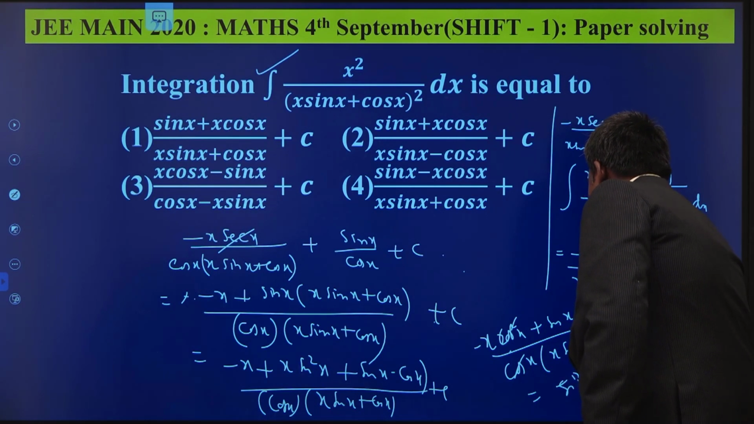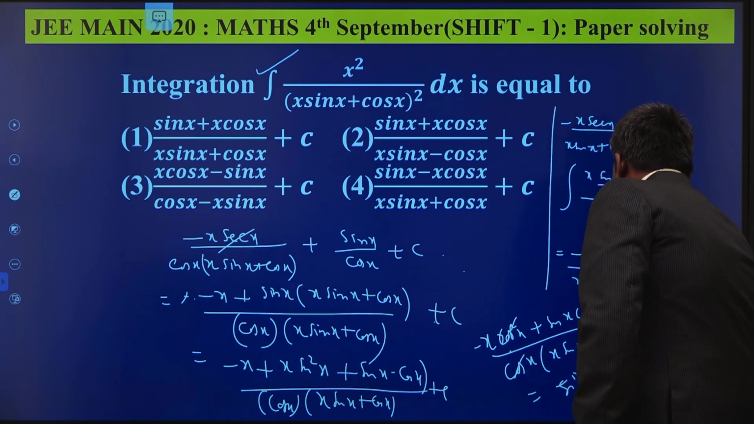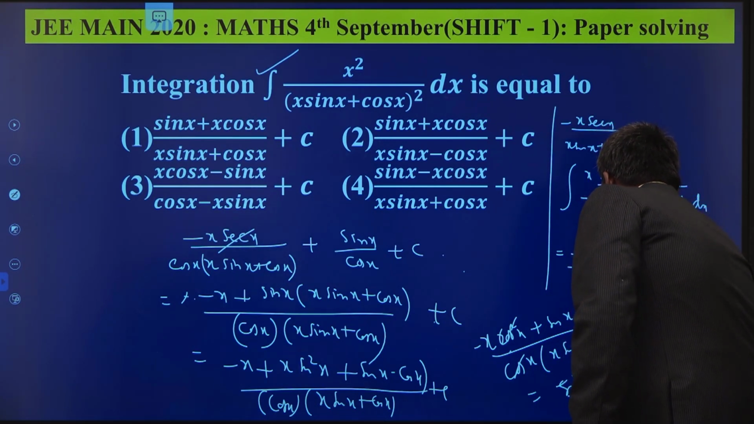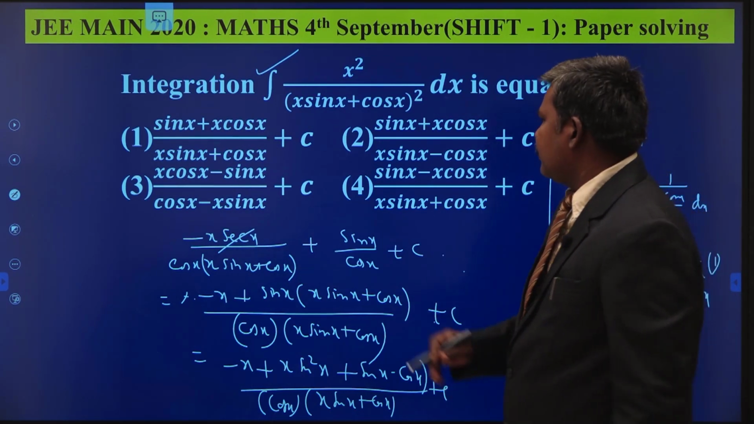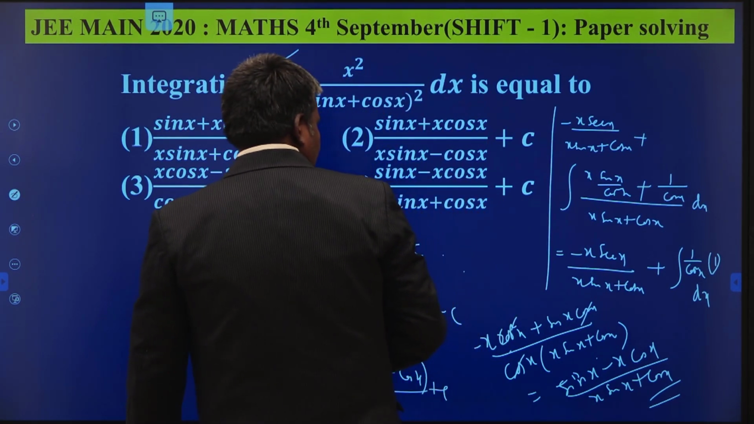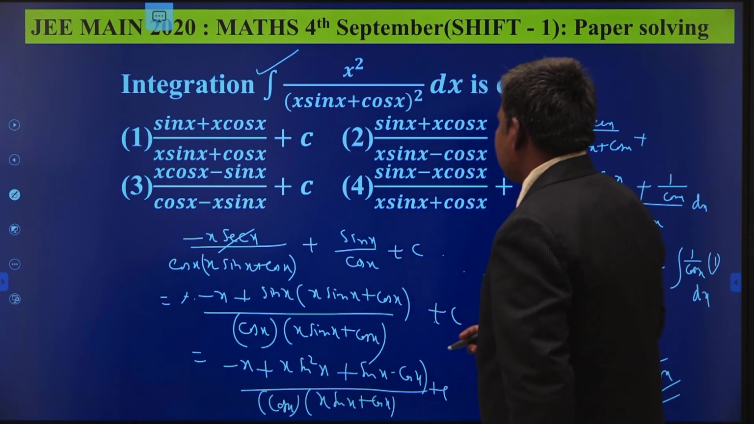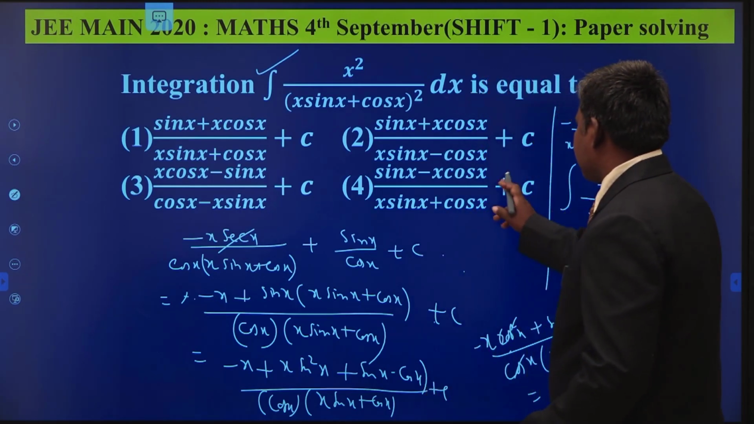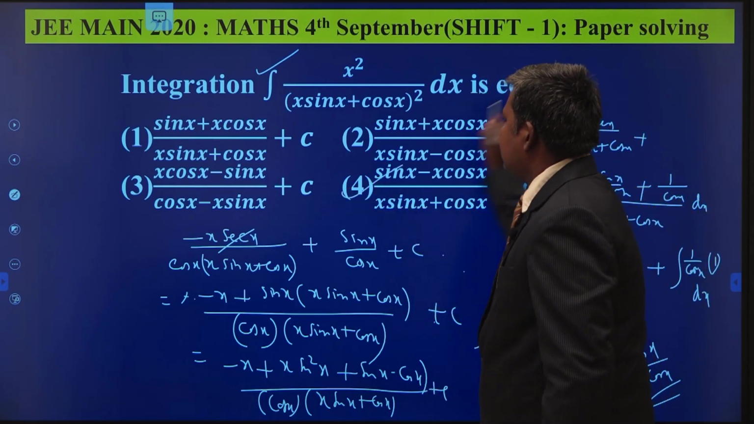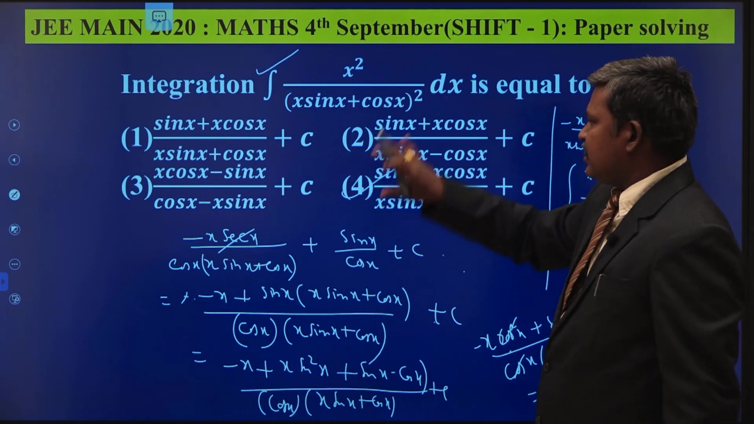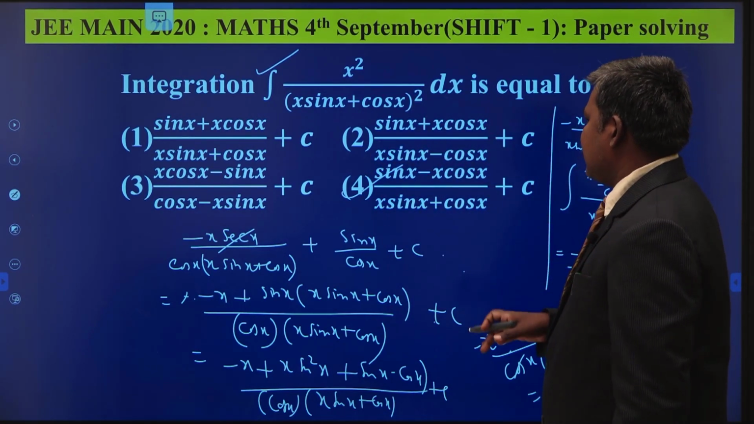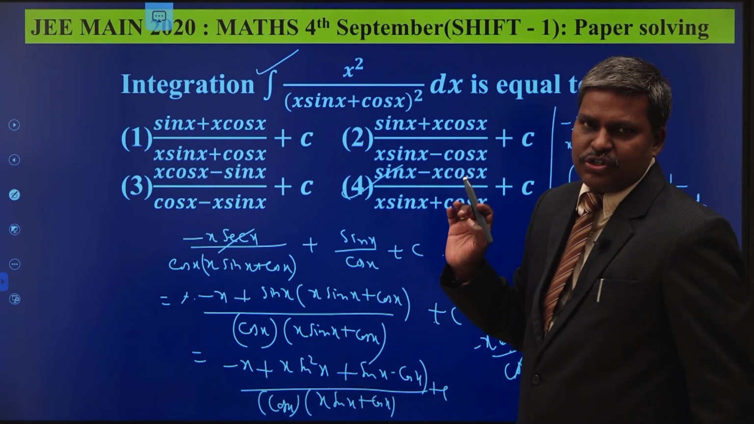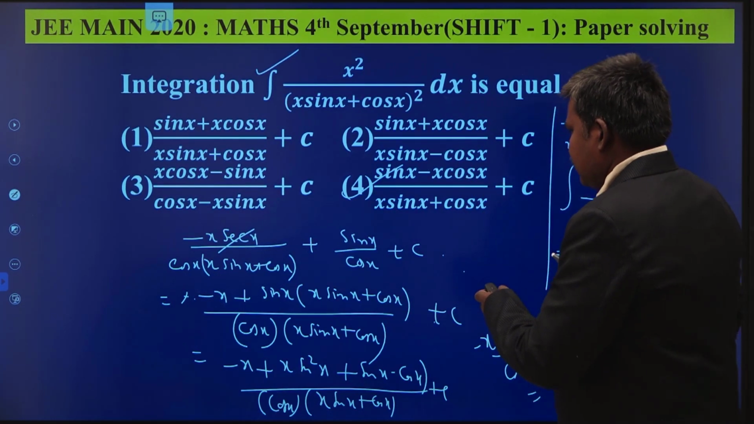Sin x minus x cos x whole divided by x sin x plus cos x. In this manner we can solve this problem. x cos x minus sin x by cos x plus sin x. Okay, sin x minus x cos x by x sin x plus cos x. This is the fourth option. So this is a little bit of lengthy problem, even though it is very standard question. Okay, right.